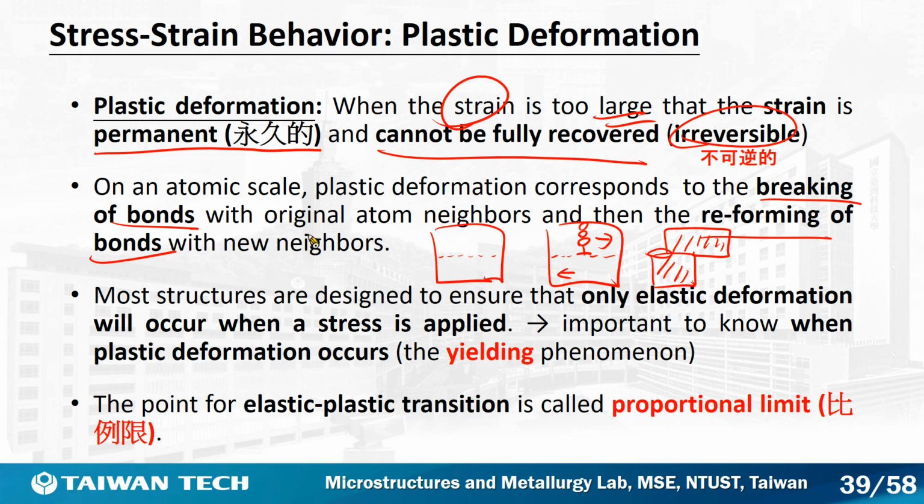And this is for material design. Most structures are designed to ensure that only elastic deformation occurs when stress is applied. However, we must know when plastic deformation will occur or not. So the boundary between elastic deformation and plastic deformation is what we call yielding, or the proportional limit.